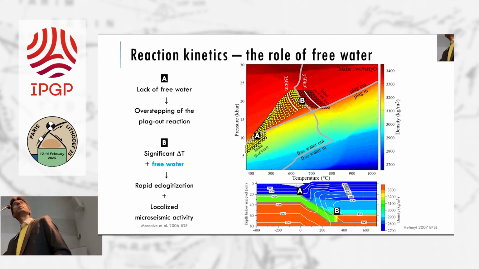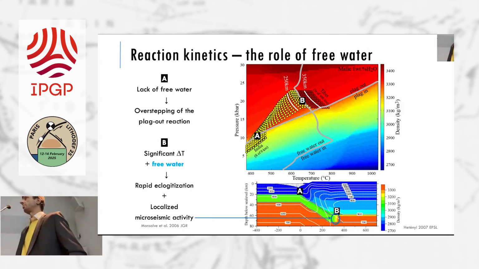And in point B, you hit the dehydration line. To the right of this line, you have free water. All the reactions catch up very rapidly. So equilibrium does happen here. Plus, you have a localized microseismic activity to account for the volume change at those depths for the lower crust.